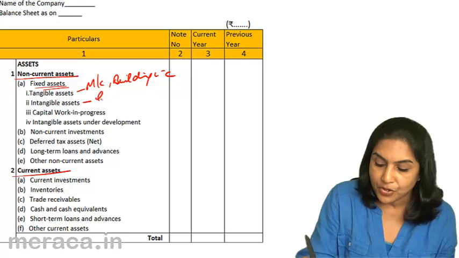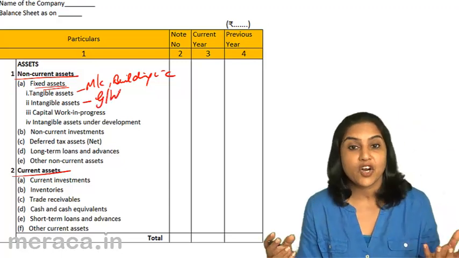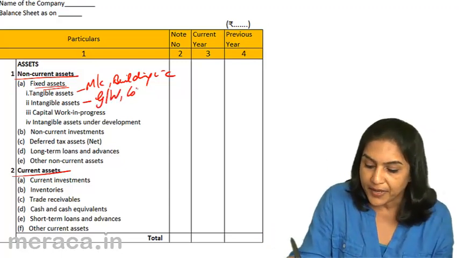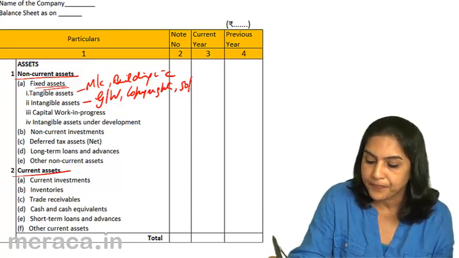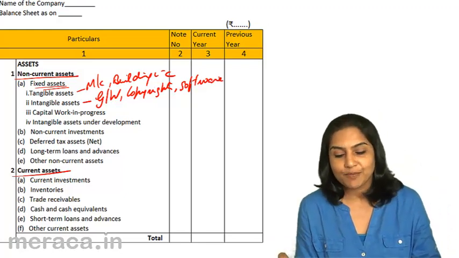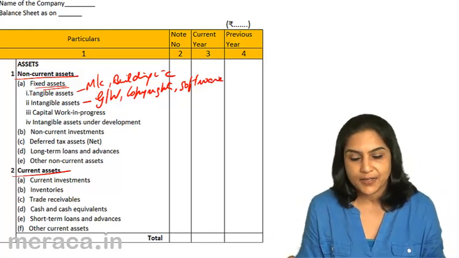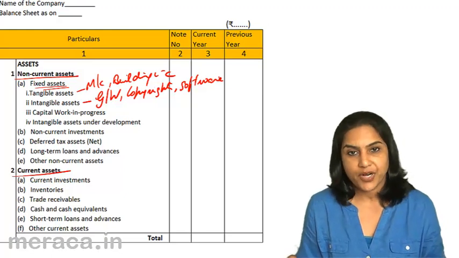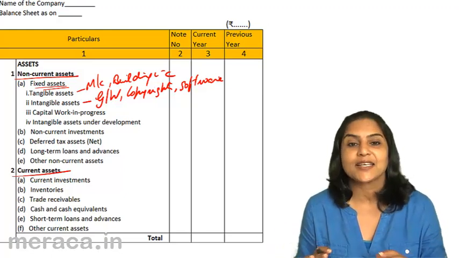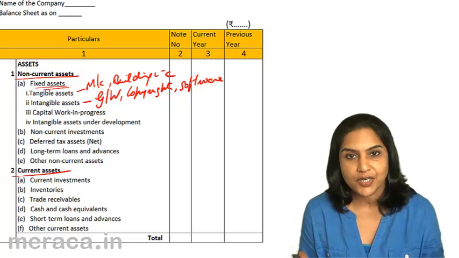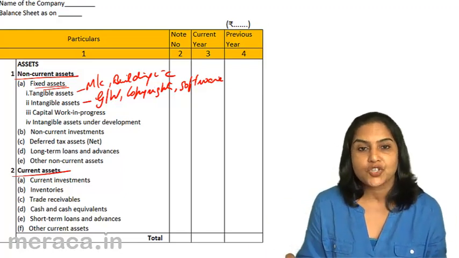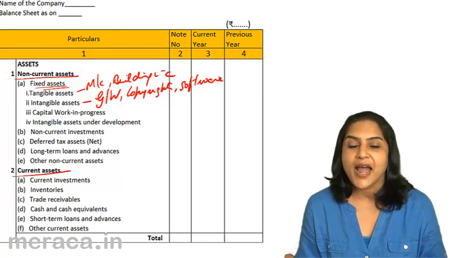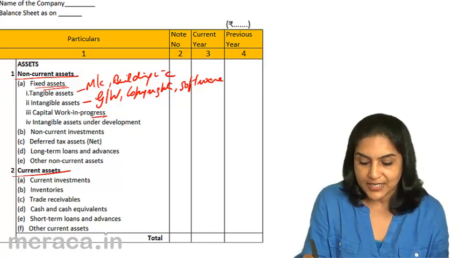Intangible assets could be goodwill, because you cannot see goodwill, could be copyrights, could be software. We've purchased software for use in our business, these become intangible assets. Capital work in progress: if work is being done, let us say a building is being constructed, it's not yet a building, but it is in progress, therefore it's called capital work in progress and is a part of fixed assets.